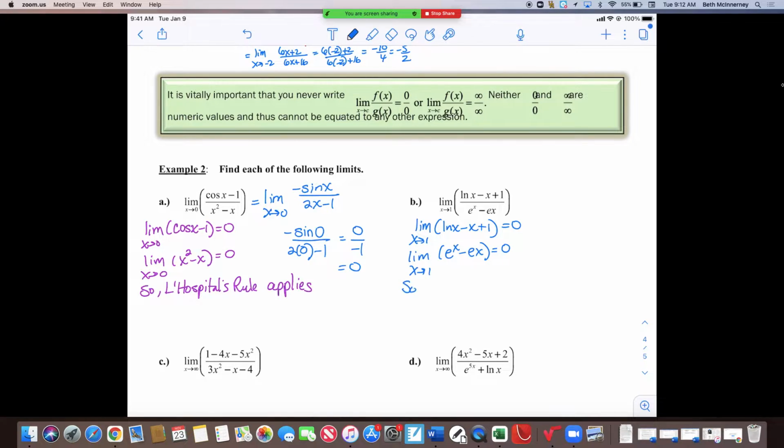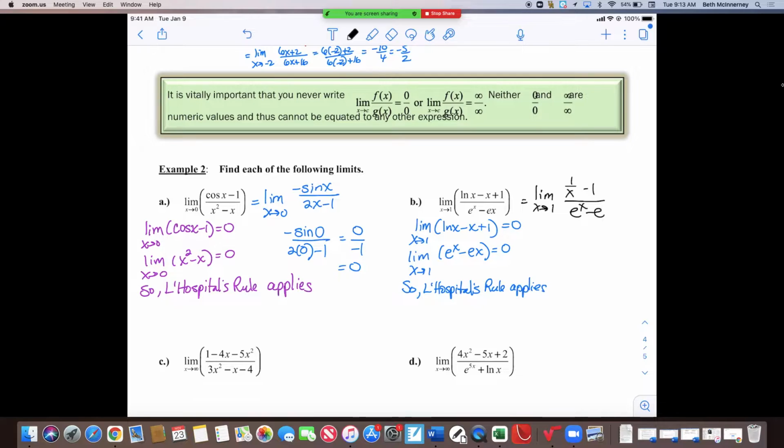So L'Hopital's rule applies. So then I'm going to go ahead and do the derivative and get 1 over x minus 1 over e to the x minus e. Now, do you get that? When it's e times x, the derivative is e, right? That e is that coefficient.